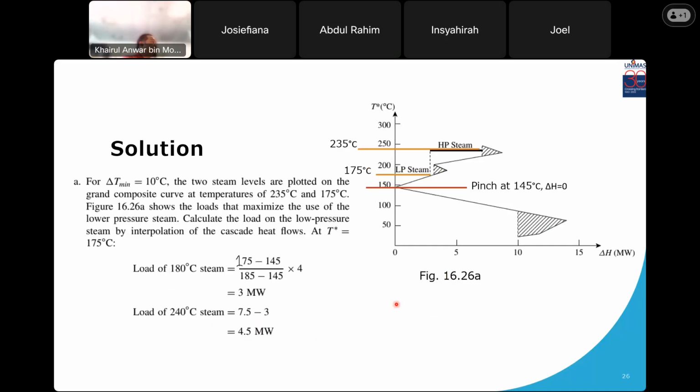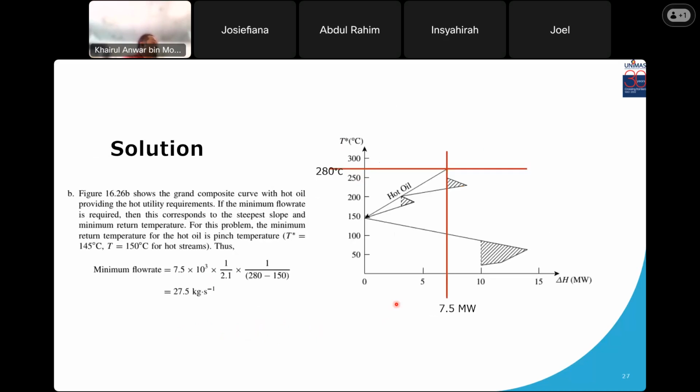How about this one is for steam? How about oil, for hot utility. Figure 16.26 shows the grand composite curve with hot oil providing the hot utility. See, this is a similar graph.